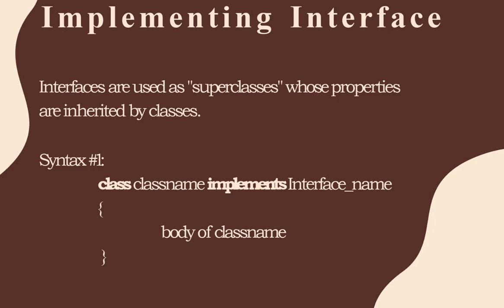For this we have two syntaxes. The first syntax is when using the class keyword. You start by using the class keyword, then you give the class name and you use the keyword implements, followed by the interface name, and then you have the body of the class enclosed within the curly brackets. This is the first syntax.